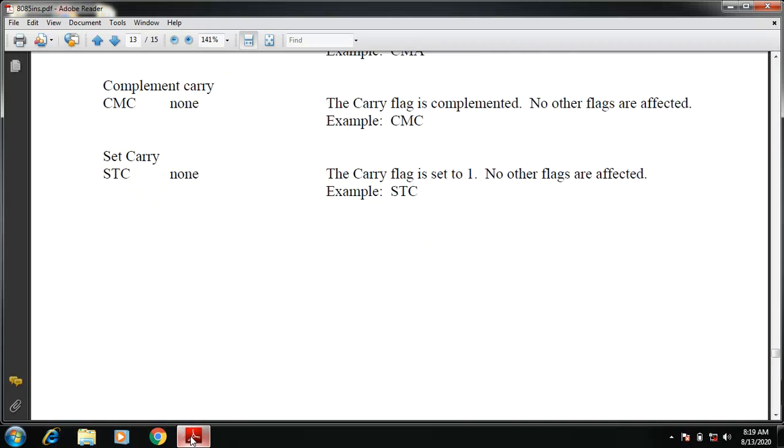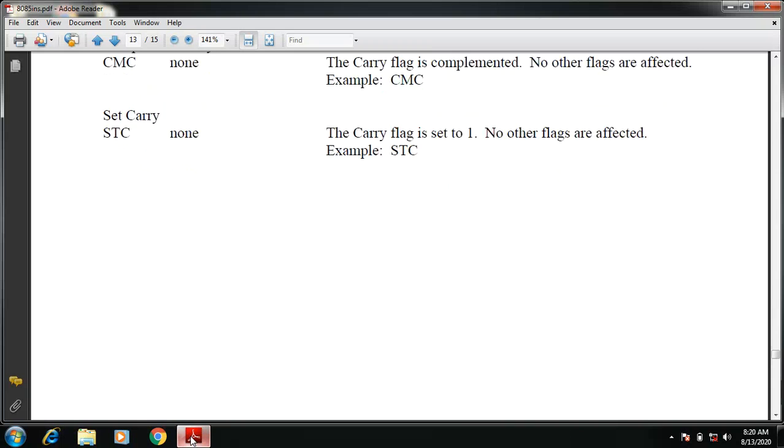The next, complement carry. The carry flag is complemented. Only the carry flag is complemented. No other flags are affected. So this is the meaning of CMC. The next and last one, set carry, STC. The carry flag bit is set to 1. Only the carry flag is set to 1. No other flags are affected. So this will complete the logical instructions.